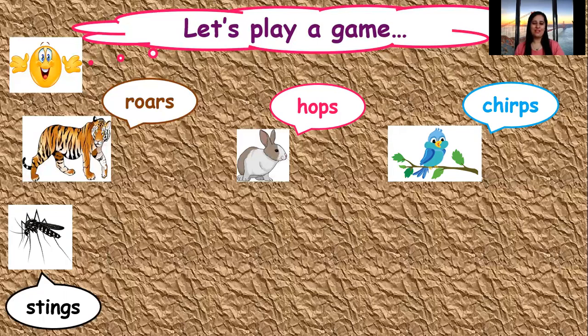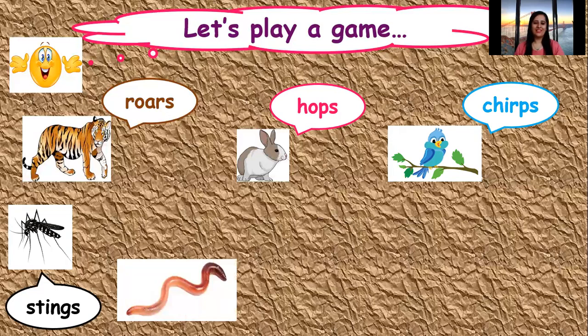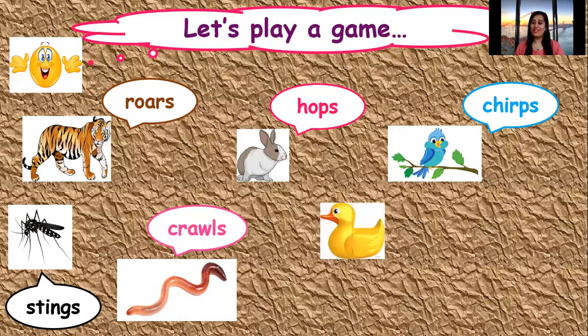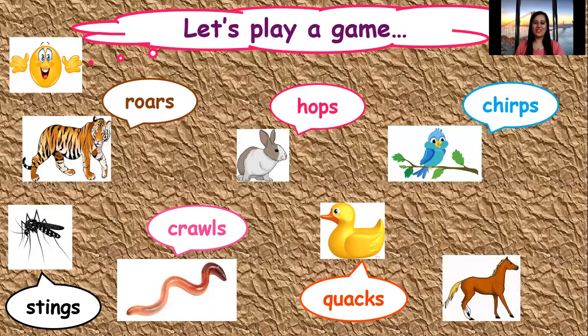Now the next animal is earthworm. What does the earthworm do? An earthworm, think, ready? An earthworm crawls. And the next animal is duck. Now what does the duck do? Yes, you are right. The duck quacks, quack, quack. Now the last animal, horse. What does the horse do? A horse? Yes, yes. A horse gallops. So you're right.